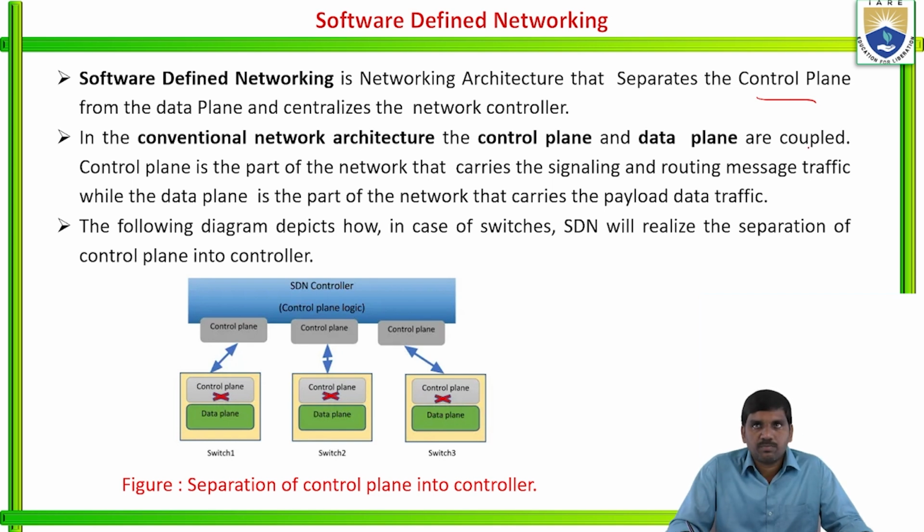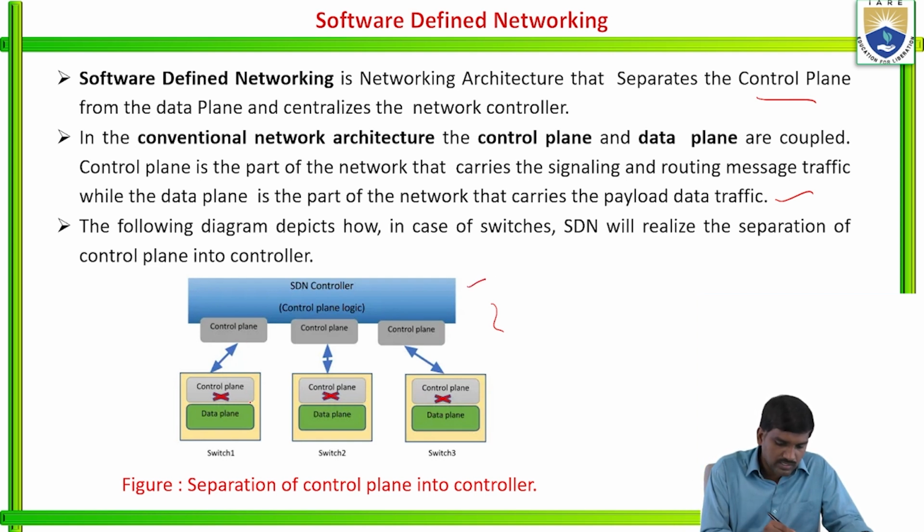Control plane is the part of the network that carries the signaling and routing message traffic, while the data plane is the part of the network that carries the payload data traffic. So this is just the separation of control plane from the data plane. This is the SDN controller, with the control plane logic. It can separate switch1, switch2, switch3, and separate the control plane from the data plane.